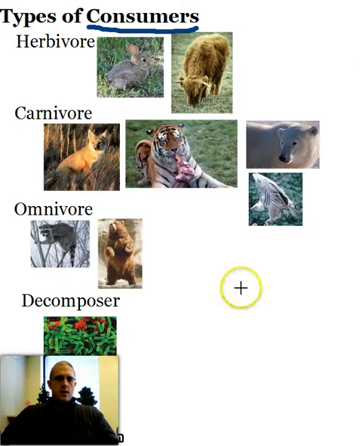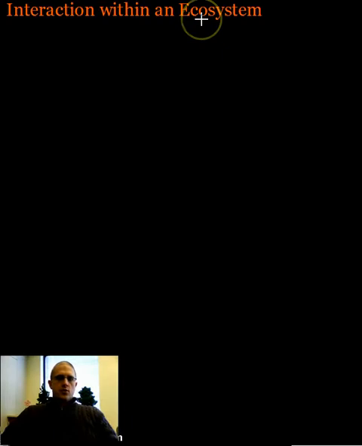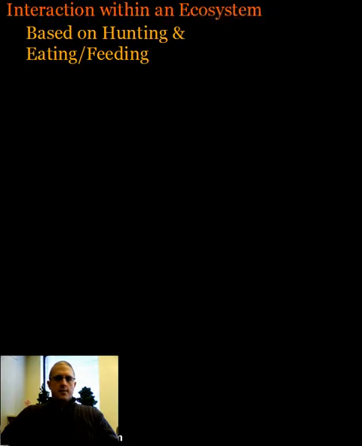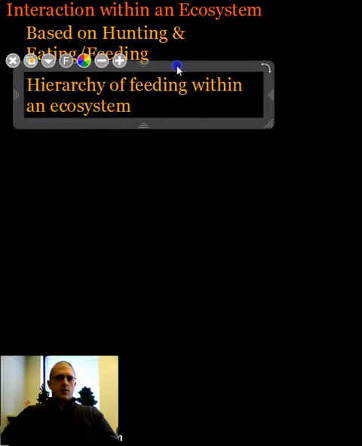Then we got on to the idea of examples of consumers, and we said there were four types of consumers: herbivores, carnivores, omnivores, and decomposers, and what each of those did. So if we pick up with that interaction between producers and consumers within an ecosystem, we're going to get into the idea that it all is based on hunting, eating, and feeding. These are feeding relationships. There is a hierarchy of feeding within ecosystems.